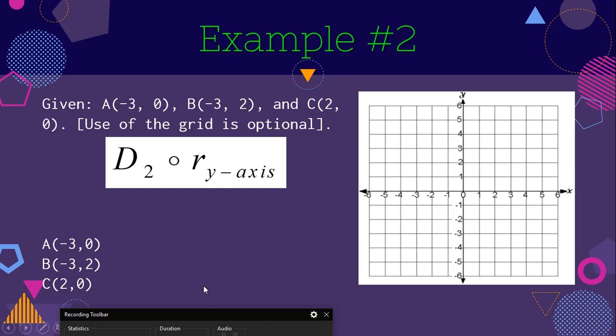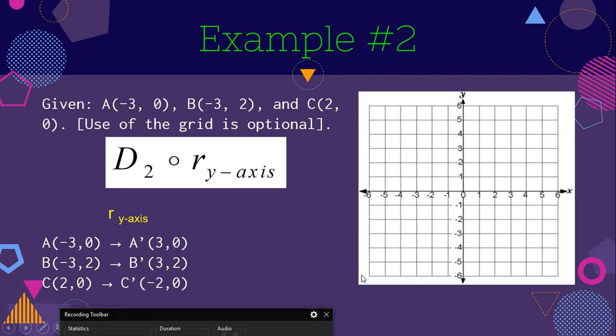So we begin all mappings that don't use the coordinate grid with our 3 original points. I'm going to first reflect in the y-axis. We're reading this from right to left. When you reflect in the y-axis, the x value changes, the y value stays the same. So A prime, B prime, and C prime.